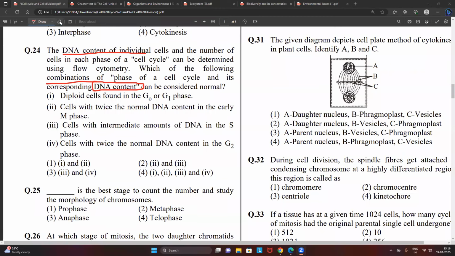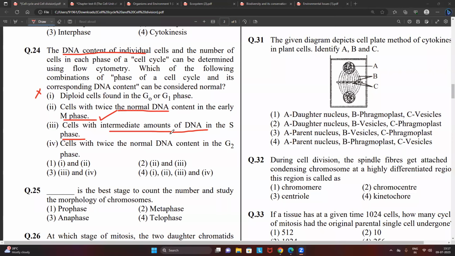Now, let's leave option 1. Let's come to option 2. Cells with twice the normal DNA content in the early M phase. Is this statement true or false? Of course, it is the true statement, because before the M phase, in the S phase, the DNA gets duplicated. Correct? So that is a true statement. Then look into option 3. Cells with an intermediate amount of DNA in the S phase. My friends, intermediate amount of DNA means the normal content of the DNA.